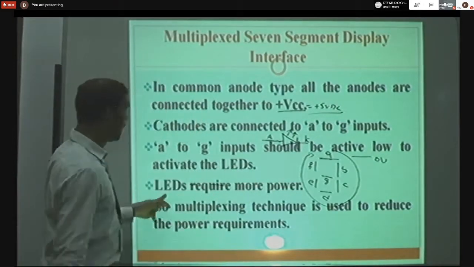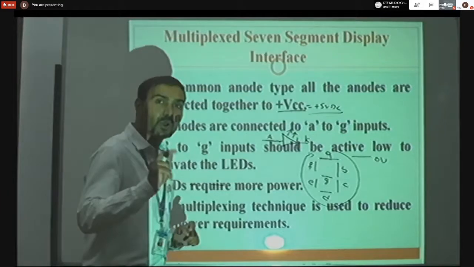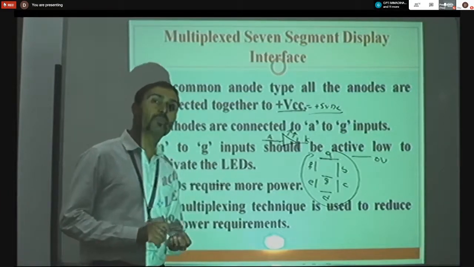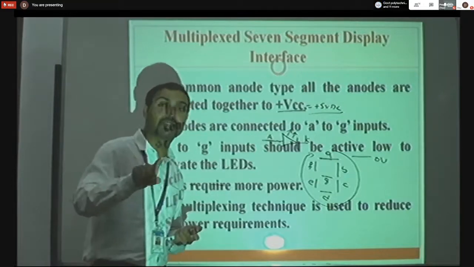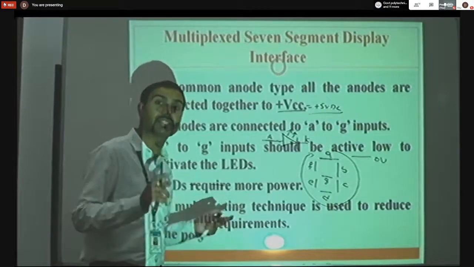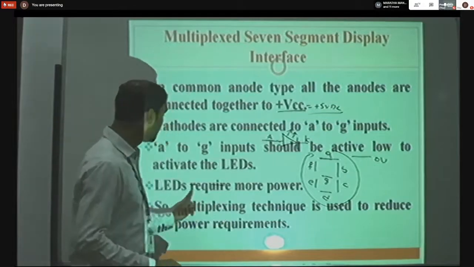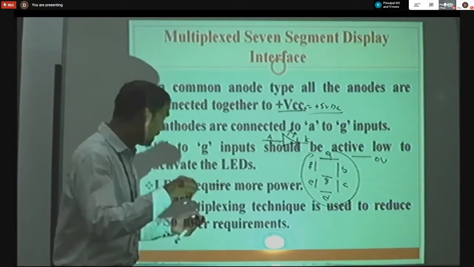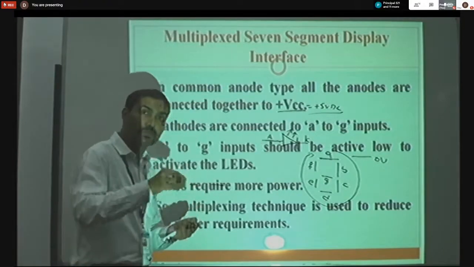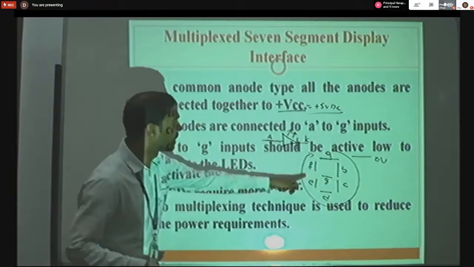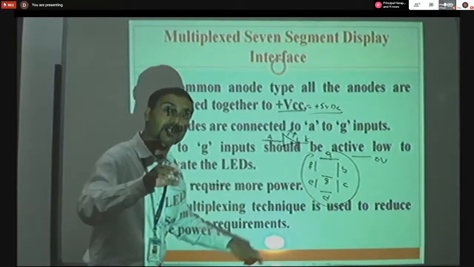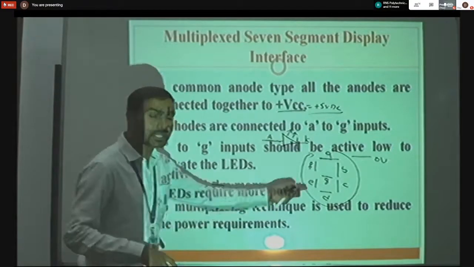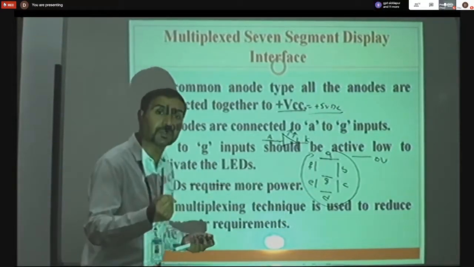Now here there is one problem. LEDs require more power compared to LCD. That is the second topic in this chapter, LCD, liquid crystal display. LEDs normally require more power. There are 7 LEDs for each display. Similarly, if there are 2 displays, then there are 14 LEDs. So if the number of LEDs increases, then the consumption of power also increases.